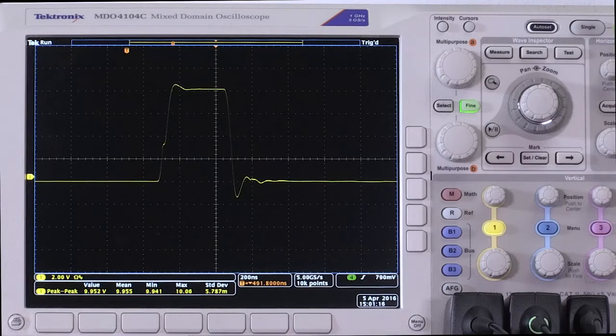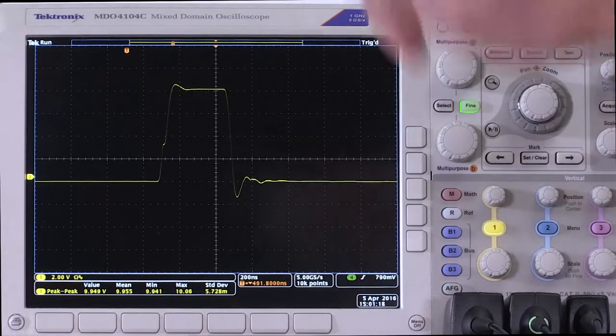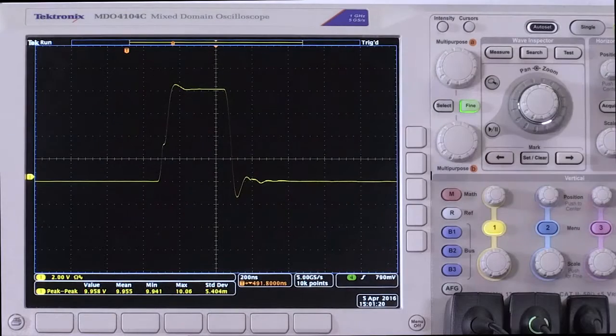1 megahertz of measurement bandwidth is plenty. Looking at these edges, though, we're seeing 10 to 20 nanoseconds edge speeds, which would say I need 30 megahertz of bandwidth.